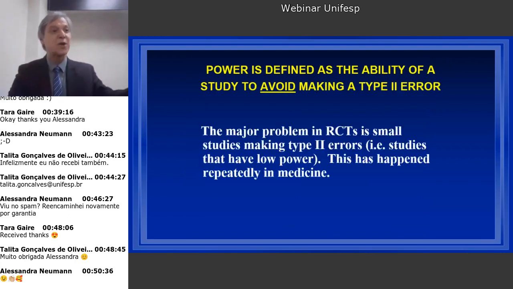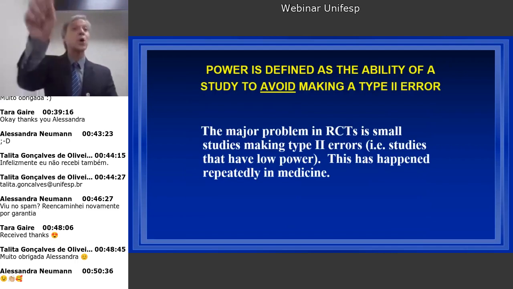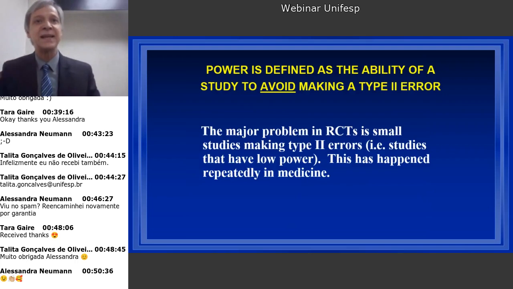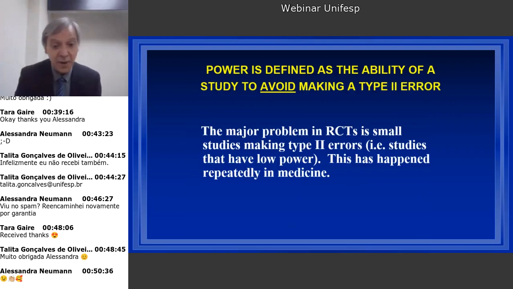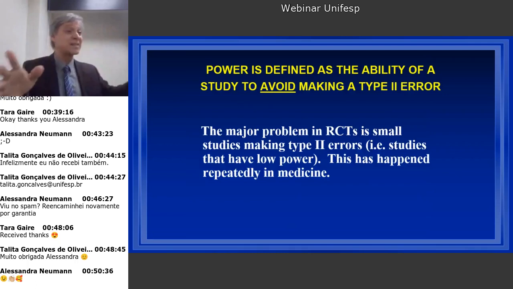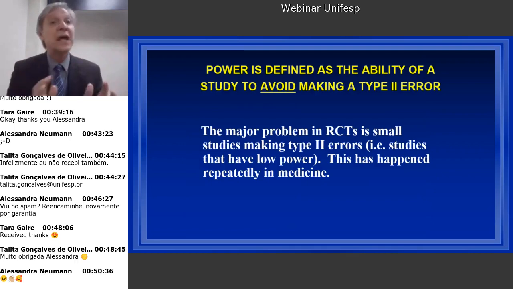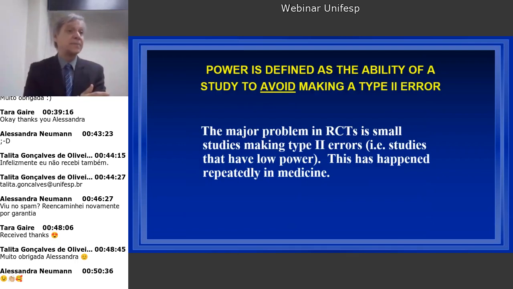People still make mistakes when they write their papers, their conclusions, their over-conclusions. The major problem in RCTs is small studies making type 2 errors. It's more common than the other one, because the other one is kind of standardized. Almost everybody accepts it. Nobody says, hey, I want to make a 10% alpha. They usually write 0.05. So it's an established kind of thing, and that prevents a lot of type 1 errors from happening.